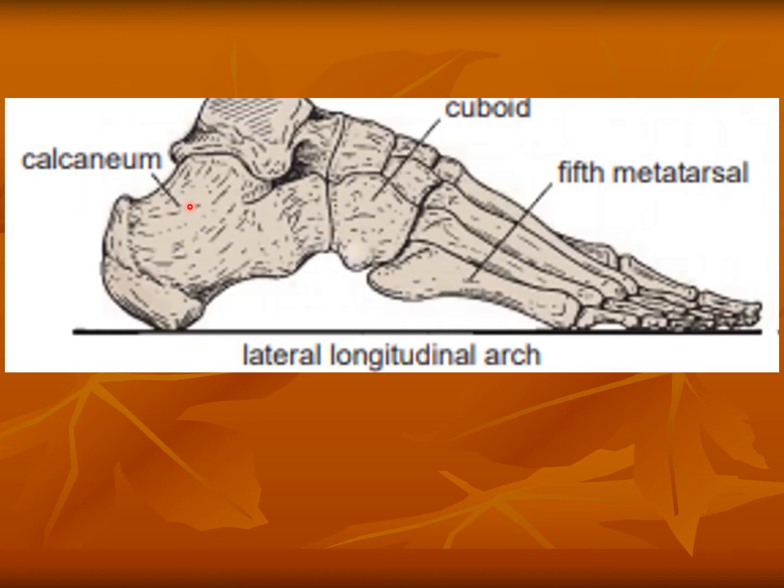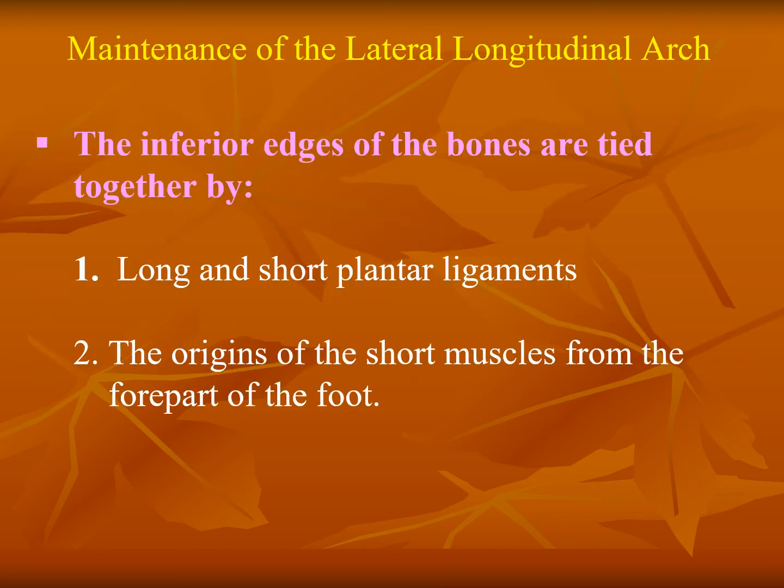So here you can see the calcaneum, then the cuboid, and then the metatarsals, the 4th and 5th metatarsal, mainly the 5th one, also the 4th one. So these are the bones which are forming the lateral longitudinal arch, and along with them the cuboid bone is the main keystone, which is forming this arch: calcaneum, cuboid, and 5th metatarsal with the cuboid as keystone. These are the bones which are forming the lateral longitudinal arch.